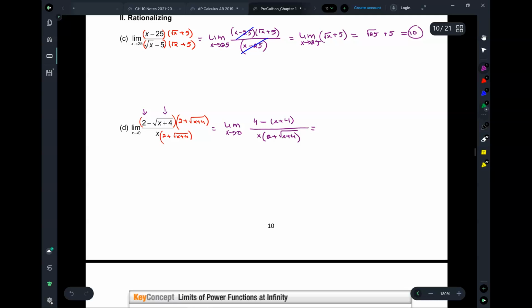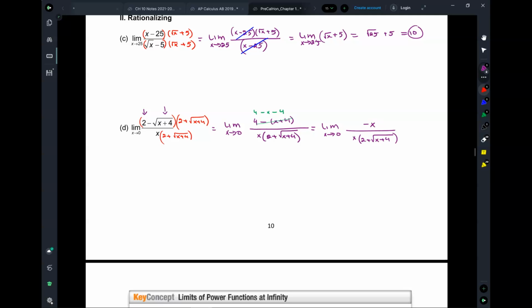So, what's this going to look like now? When I distribute the negative, this is 4 minus x minus 4. Right? So, this is the limit as x approaches 0 of negative x over x, 2 plus root x plus 4. The most common mistake is a student will forget about that negative, and that usually comes from not being organized enough, or your handwriting is messy, or something like that.